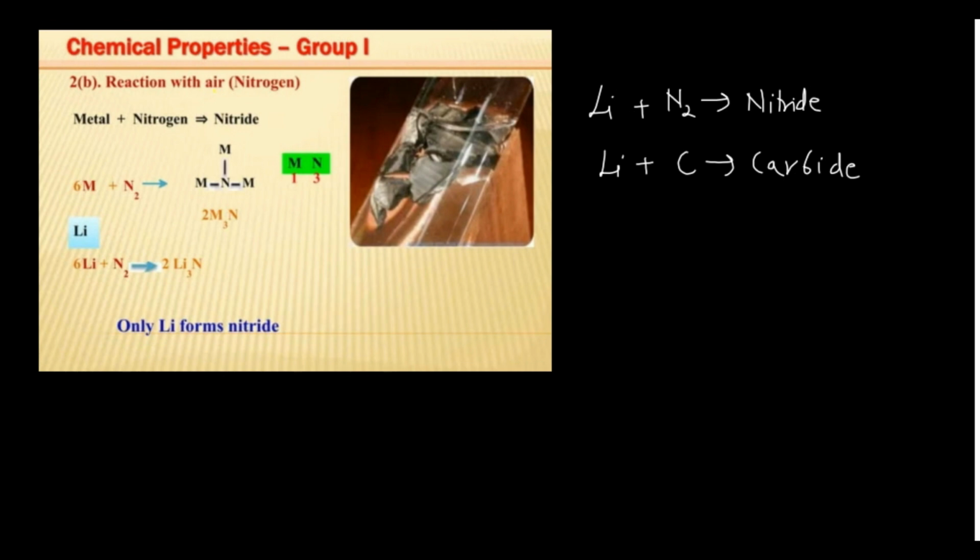So despite having very high ionization energy, lithium is the only alkali metal which reacts directly with the nitrogen and carbon to form the corresponding nitrides and the carbides. Okay, while other alkali metals do not react directly with the nitrogen or the carbon. So if you are having, say, your sodium and you are reacting directly with the nitrogen, then no reaction would occur. Similarly, if you are having the potassium and you are reacting with the carbon directly, there would be no reaction. Please remember this point.